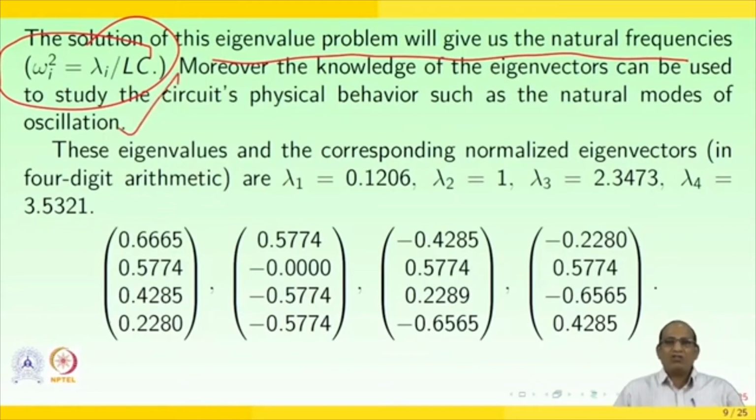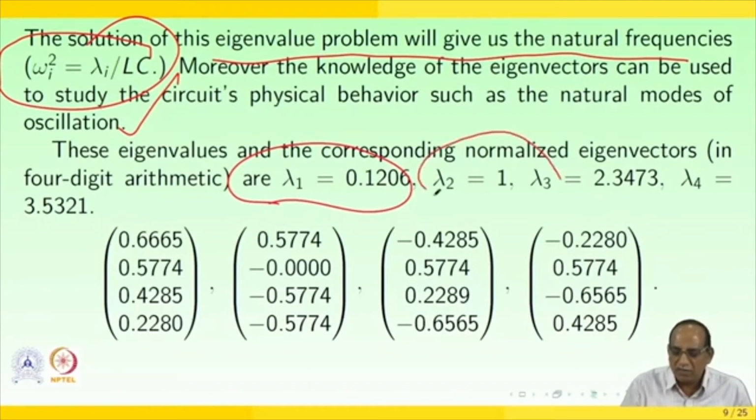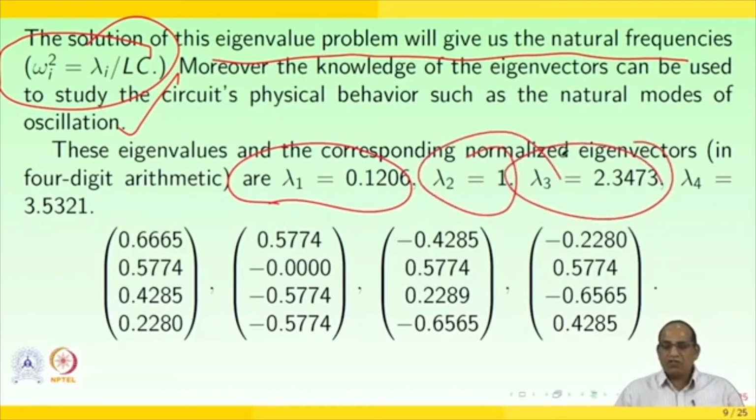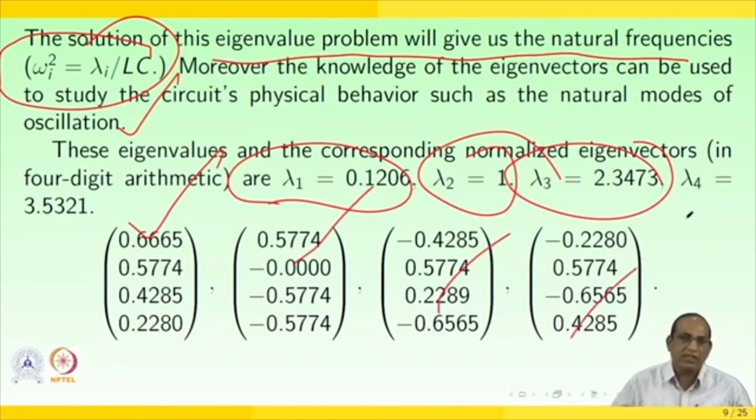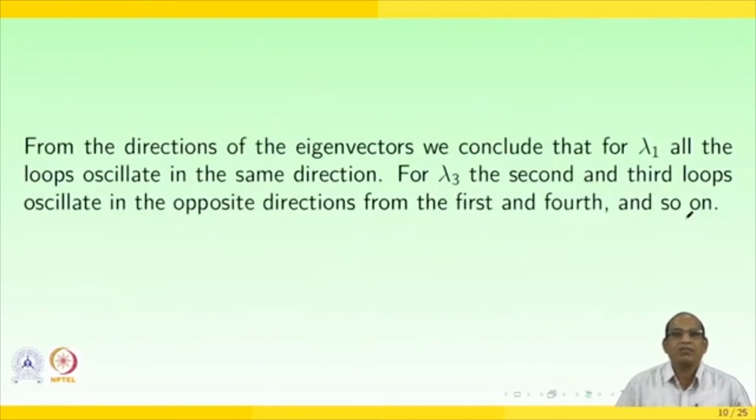These eigenvalues and the corresponding normalized eigenvectors, that is lambda 1 is equal to minus 1.26, lambda 2 is equal to 1, lambda 3 is equal to 2.3473 and lambda 4 is equal to 3.5321. So, we can write, corresponding to each lambda, this is the one eigenvector and this is another eigenvector, this is the third eigenvector and this is the fourth eigenvector.